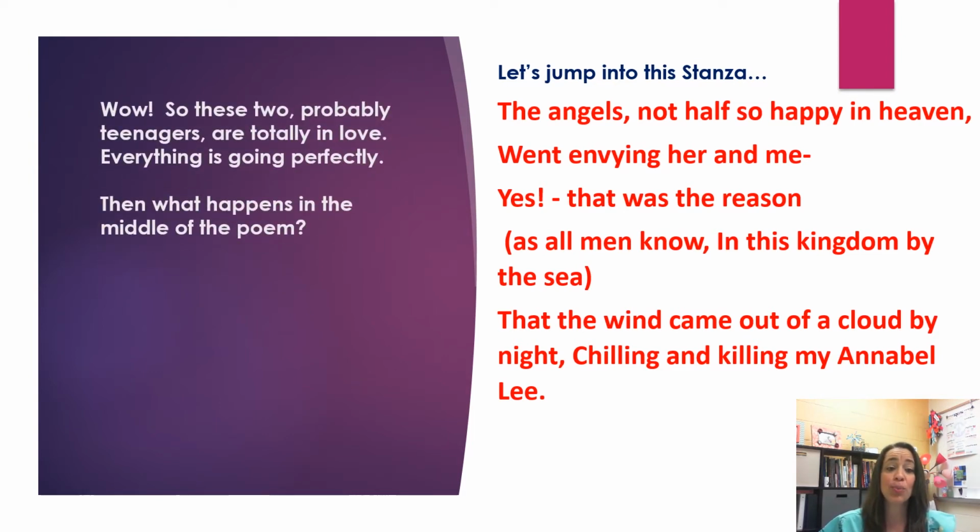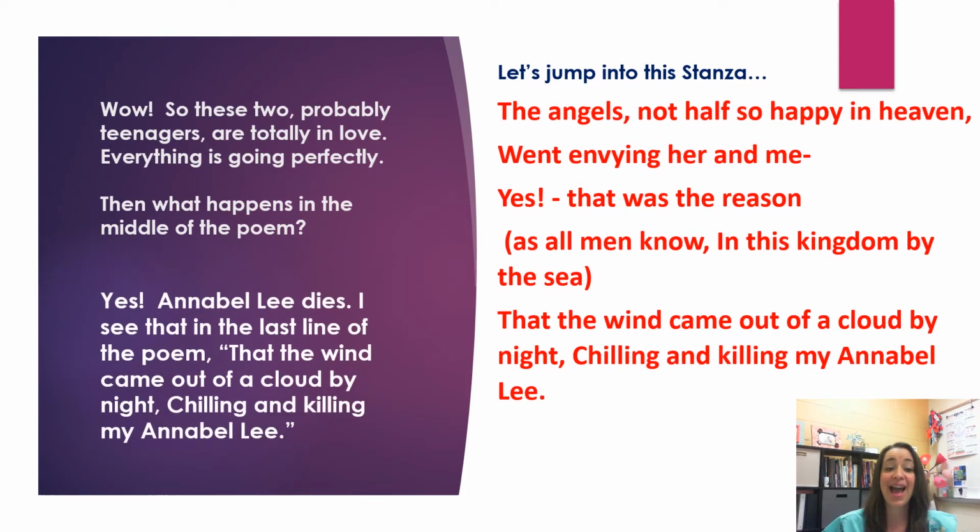Wow, so these two probably teenagers are totally in love. Everything is going perfectly. Then what happens in the middle of the poem? Yes, Annabel Lee dies. I see that in the last line of the stanza, that the wind came out of a cloud by night, chilling and killing my Annabel Lee.